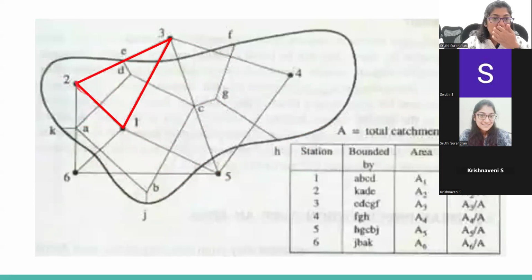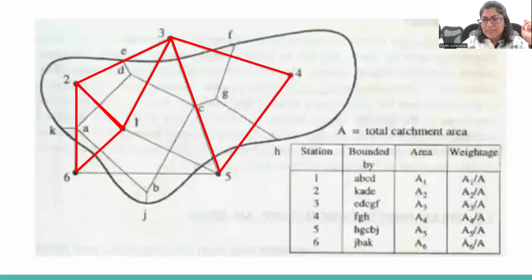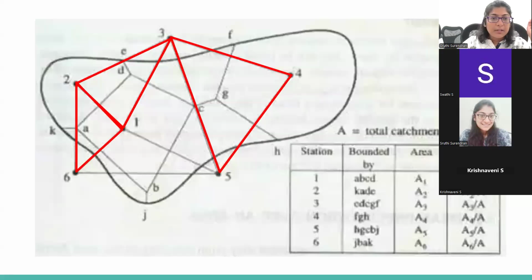So you can see this one is connected as a triangle. Then there is 1, 2, and 6 connected as a triangle. There is another 1, 3, 4, 5, and all of these rain gauges are connected with each other to form triangles. That will be the first step. After that, the perpendicular bisectors of these triangles are found out. You can see that the perpendicular line from this side of the triangle, from that side of the triangle, and this side of the triangle are going to meet at this point. So that point is marked.